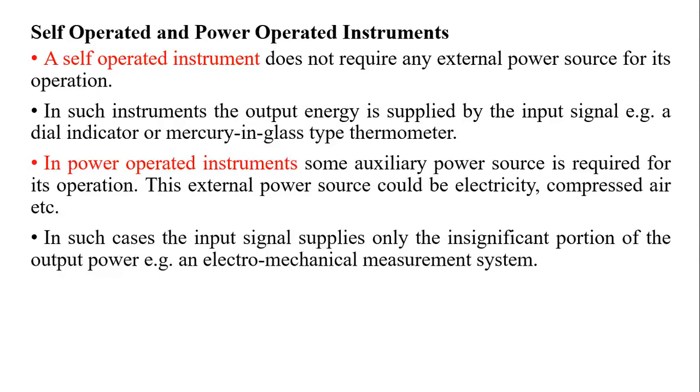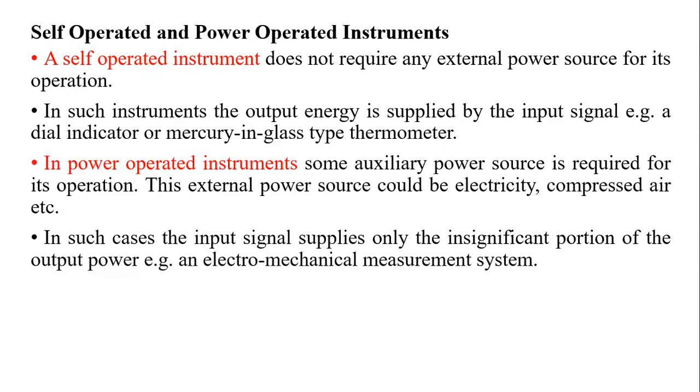Like in the case of a thermometer, we are not adding some kind of cell or battery to make that thermometer work. Okay, we simply dip the bulb of the thermometer inside the liquid, and based upon that, the mercury will go up or go down, and it will show some temperature on a calibrated scale. So it is drawing its energy from the input. Okay, it draws the energy from the water or any kind of liquid, and accordingly it is working. So we are not providing any external power or source to operate that instrument. So the thermometer is the best example of the self-operated instrument.